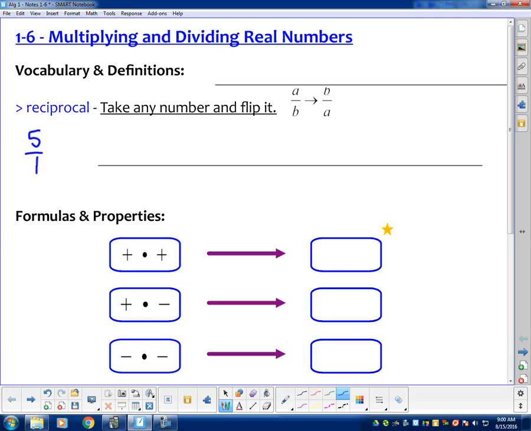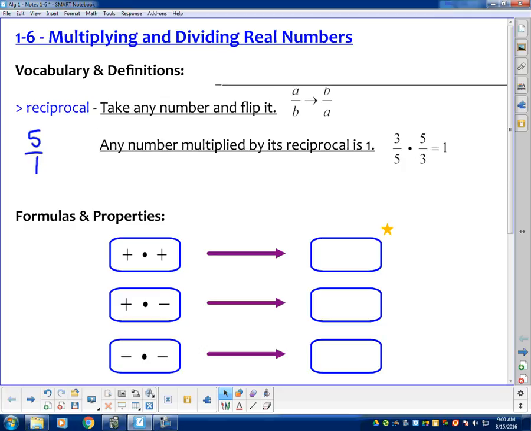And then you take that number and you flip it. The bottom of the fraction goes to the top, and the top goes to the bottom. The reason we use reciprocals in multiplying and dividing real numbers is that any number multiplied by its reciprocal is 1. So this is a type of canceling to get 1.